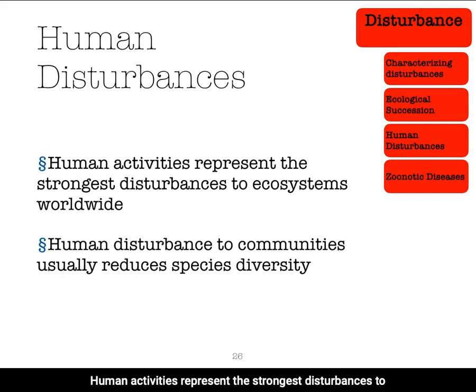Human activities represent the strongest disturbances to ecosystems worldwide. Human disturbances to communities usually reduce species diversity. Examples of human disturbances include agricultural development, clear-cutting, overgrazing, and ocean trawling.